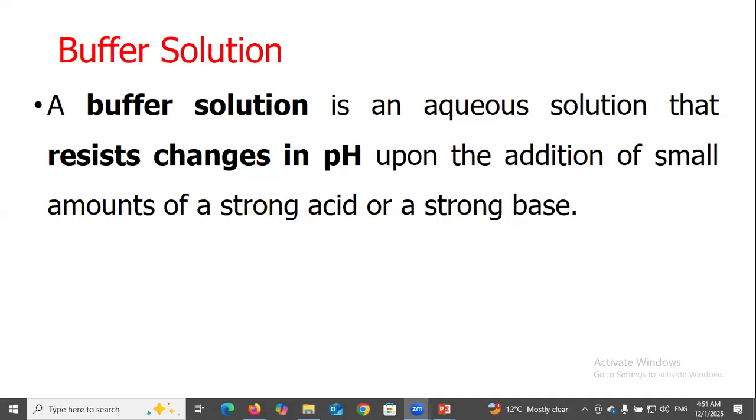Okay, good morning. I'm discussing buffer solution. A buffer solution is an aqueous solution that resists change in pH upon the addition of small amounts of strong acid or strong base.